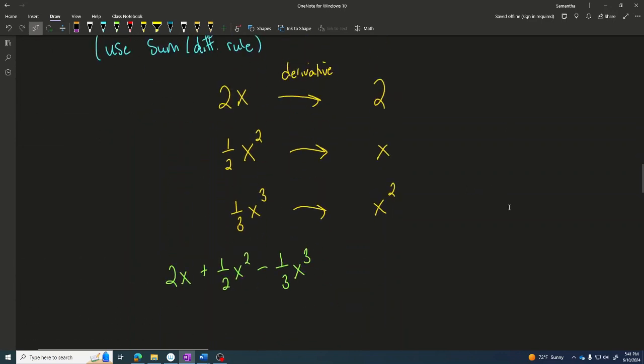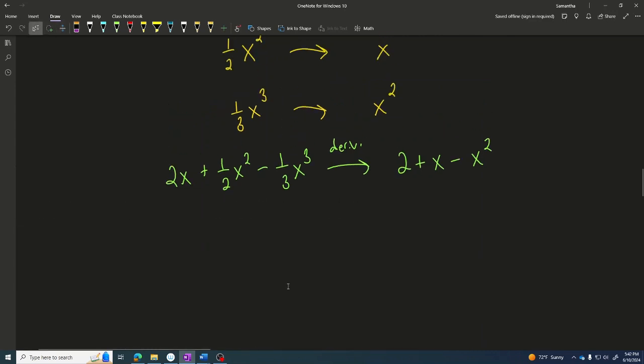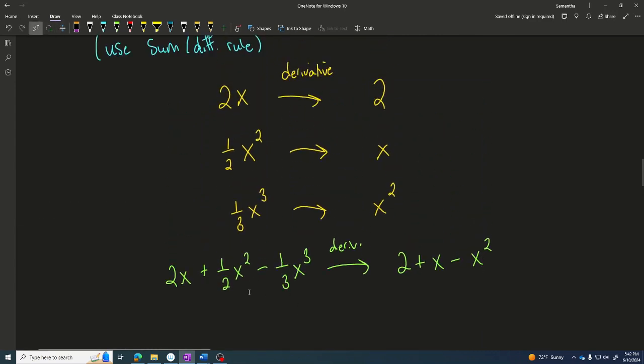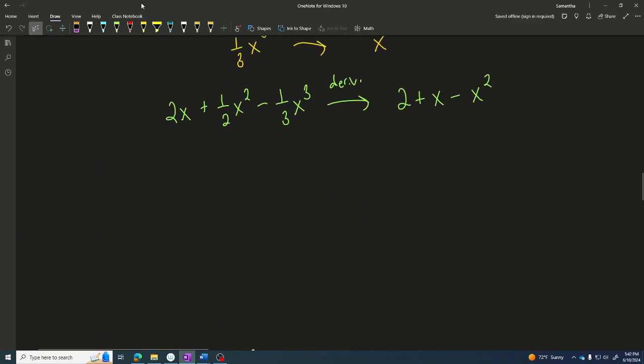And you can confirm that if I take the derivative of this function, then I get back 2 plus x minus x squared, which is as it should be. So this function is an antiderivative of this function. So now I've found an antiderivative. What do I need to do in order to turn this antiderivative into an indefinite integral? The only thing I need to do is to add in that plus c.